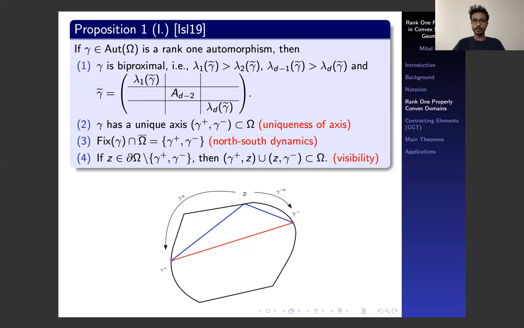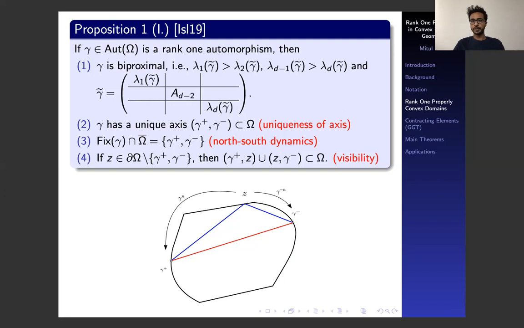Recall that when we defined the axis of gamma, we had just demanded that it could be any projective line segment passing through omega that goes from a point gamma plus in the largest eigenspace to a point gamma minus in the smallest eigenspace. The third conclusion is that the fixed point set of omega intersect omega closure is exactly gamma plus and gamma minus.